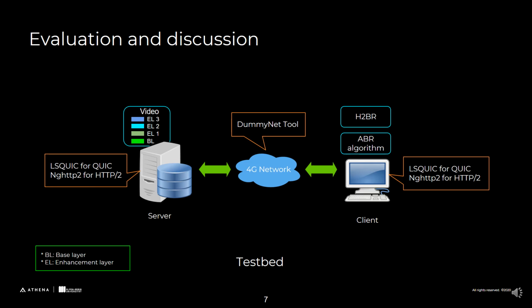To evaluate our proposed method, we use a testbed that includes one server and one client, connected by a 4G network. For QUIC and HTTP2, we use the LSQUIC and NGHTTP2 libraries, respectively, on the server and the client. The video, which has one base layer and 3 enhancement layers, is stored at the server side. As a client, we have the ABR algorithms and the H2BR component. To shape the network, we use the DummyNet tool.